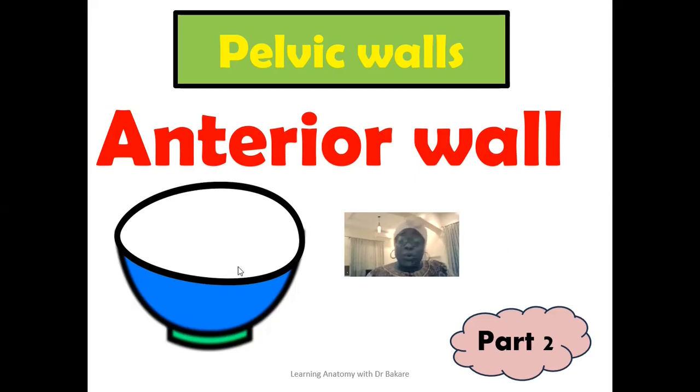Let's use this bowl here for illustration. Let's use this to represent the pelvic cavity. And in the anterior part, that is arrowed here in blue, is where we have the anterior wall created. So let's dive through this lecture to see the structural components of the anterior wall of the pelvic cavity.